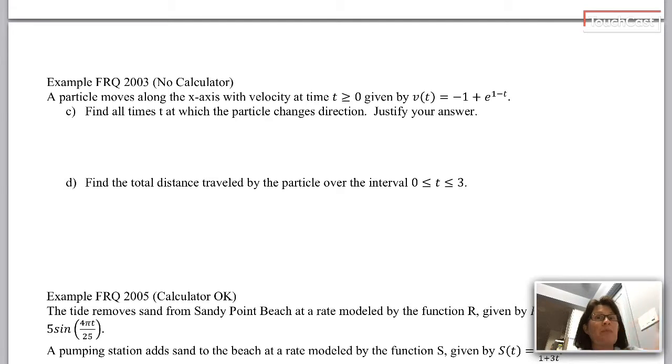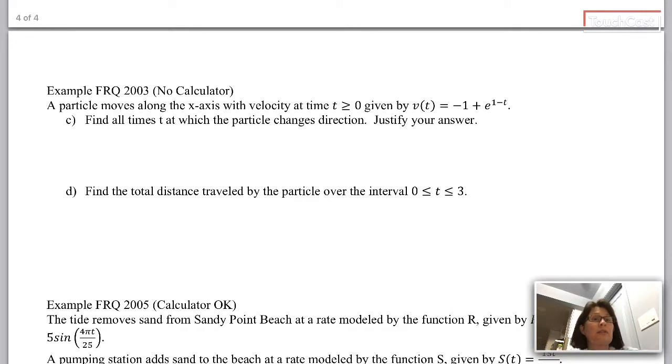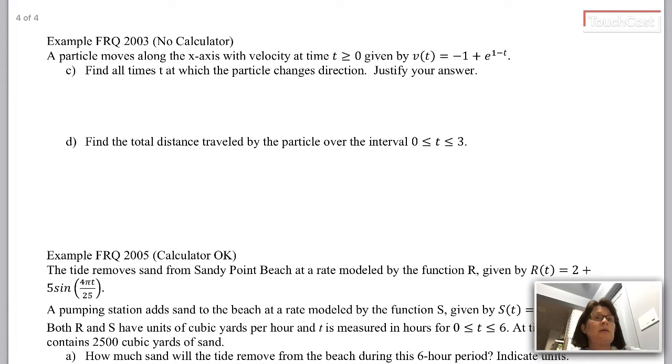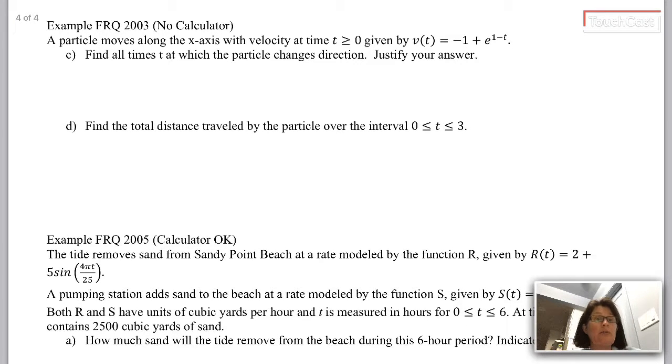I put this in here because we're going to need it for part D, but it's not really an integration, like a second semester kind of question. I have to notice here, this is a not calculator problem. So I need to solve: the velocity needs to change sign. That means the velocity needs to equal 0. Negative 1 plus e to the negative 1. Oops, that's a 1 minus t.